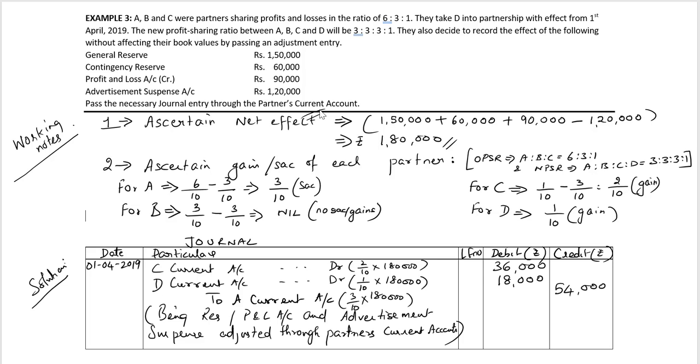So in this video, we saw example sums for treatment of reserves, accumulated profits and losses, and the fictitious assets in the case of both method 1 and method 2. In the upcoming videos, we will see the treatment of workmen's compensation reserve and also investment fluctuation reserve at the time of admission of a partner.